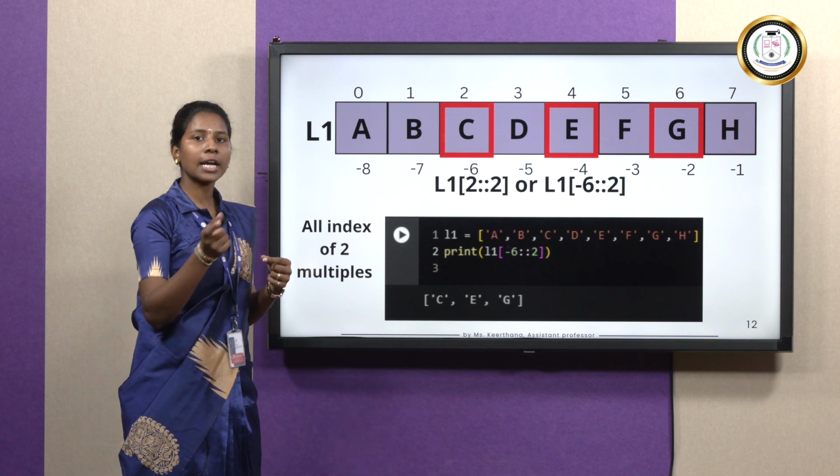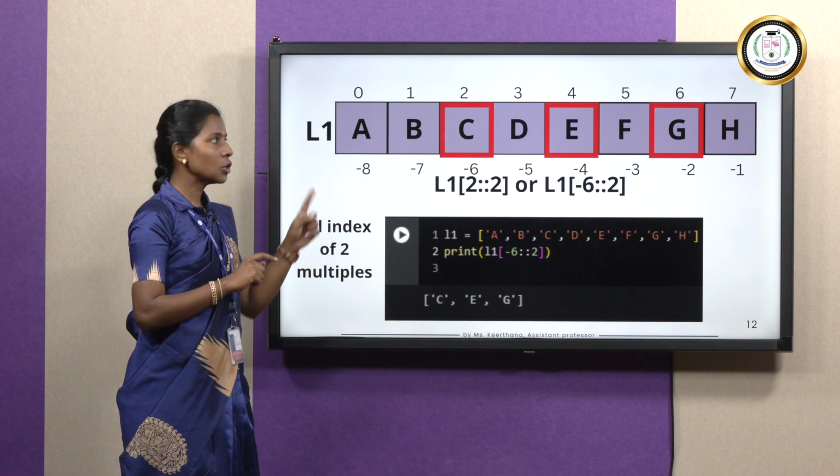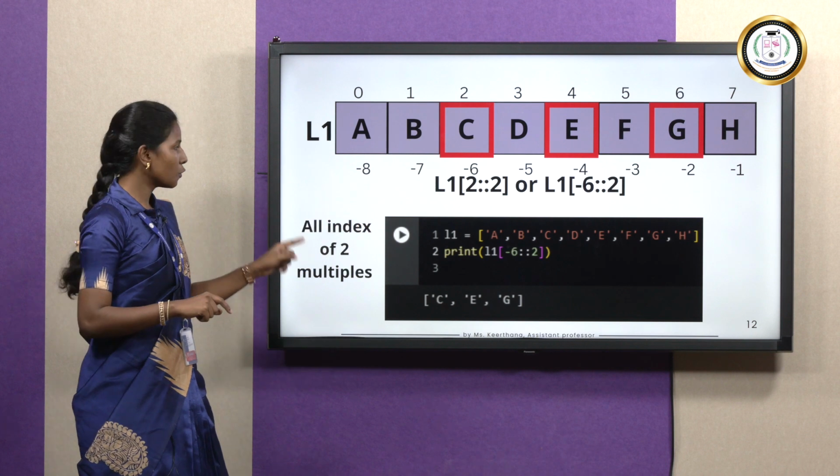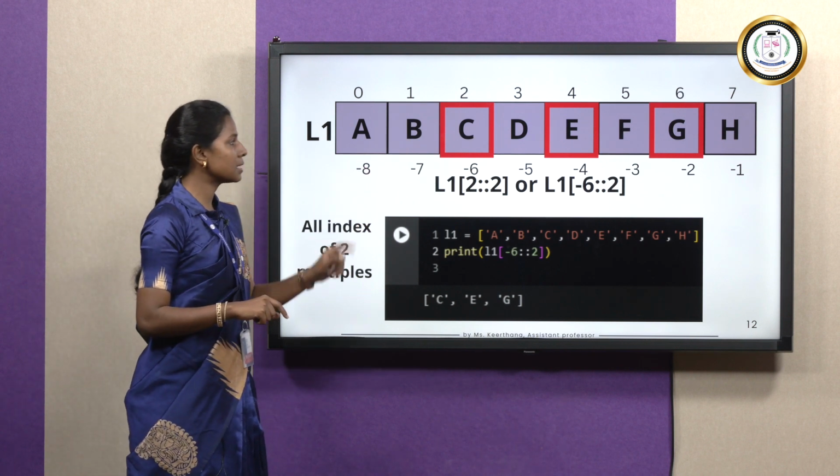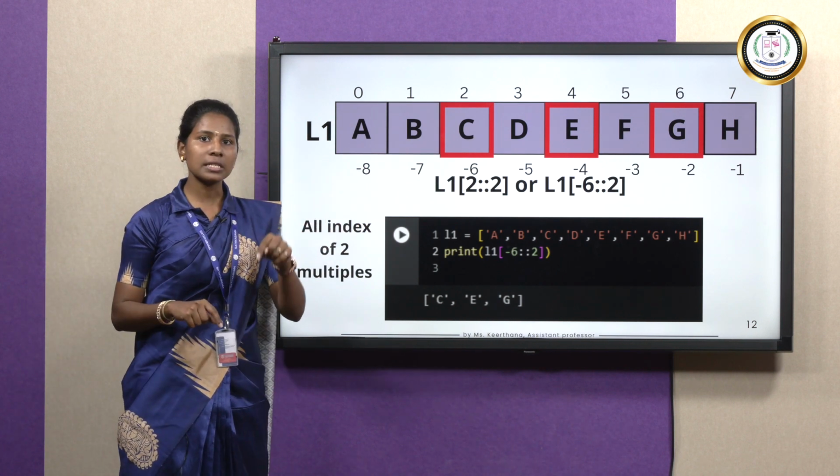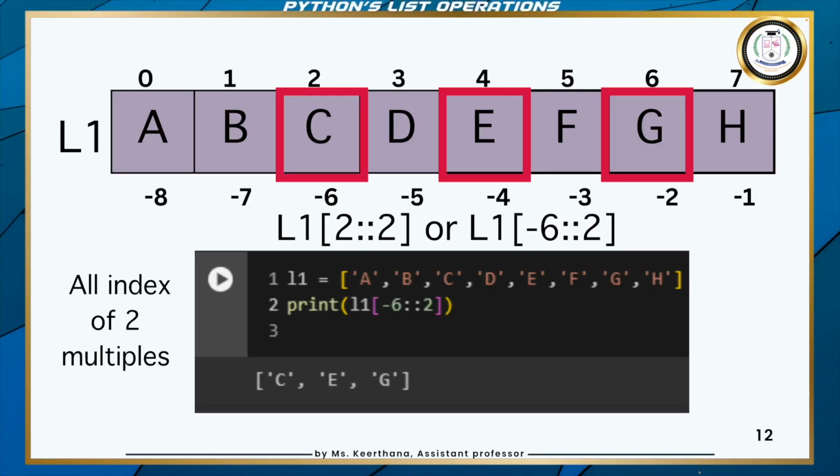I am just going to add 2 to the current index which is 2. So 2 plus 2 is 4. So index 4, E, will be printed. Similarly, 4 plus 2 is 6 which is G. So G will be printed. So this is how we will be doing it in the positive indexing.